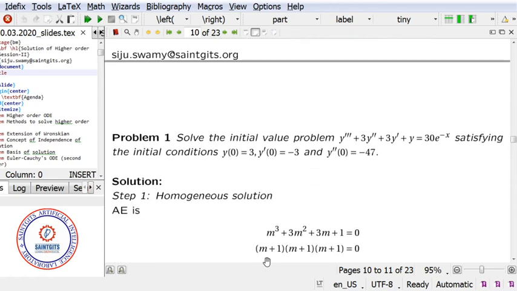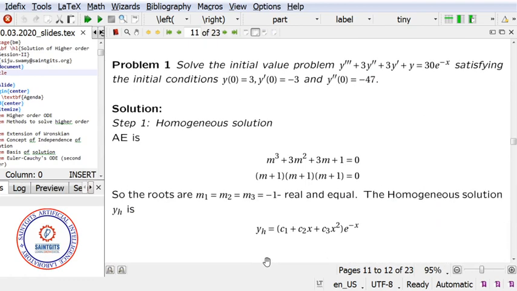Now we move on to a simple problem to solve a higher order ODE. The problem is, solve the initial value problem y triple dash plus 3y double dash plus 3y dash plus y equal to 30 e raised to minus x, which is satisfying the initial conditions y of 0 equal to 3, y dash of 0 equal to minus 3 and y double dash of 0 equal to minus 47.